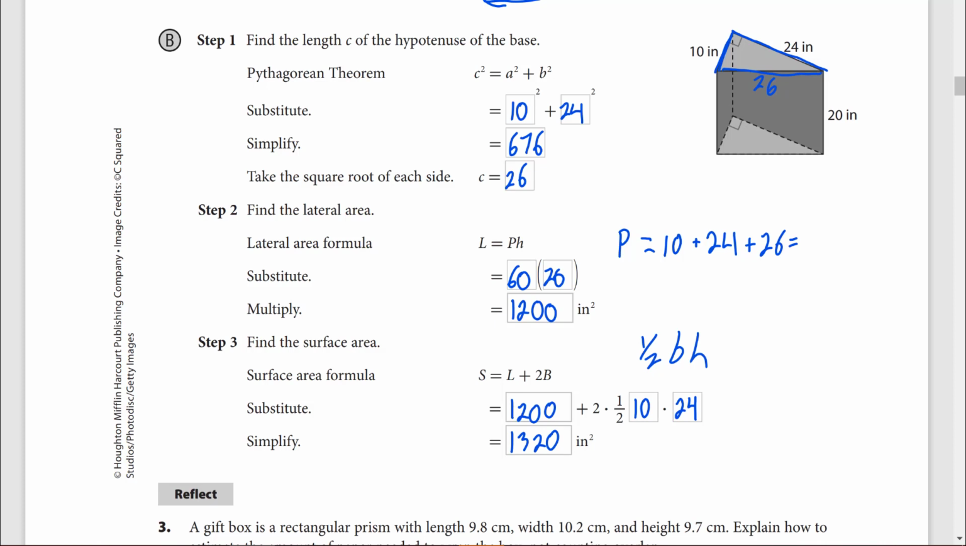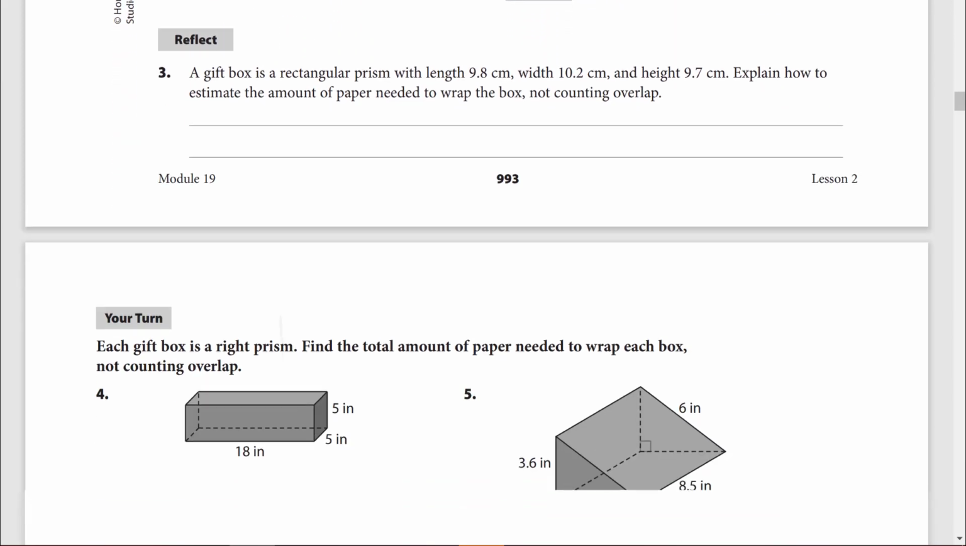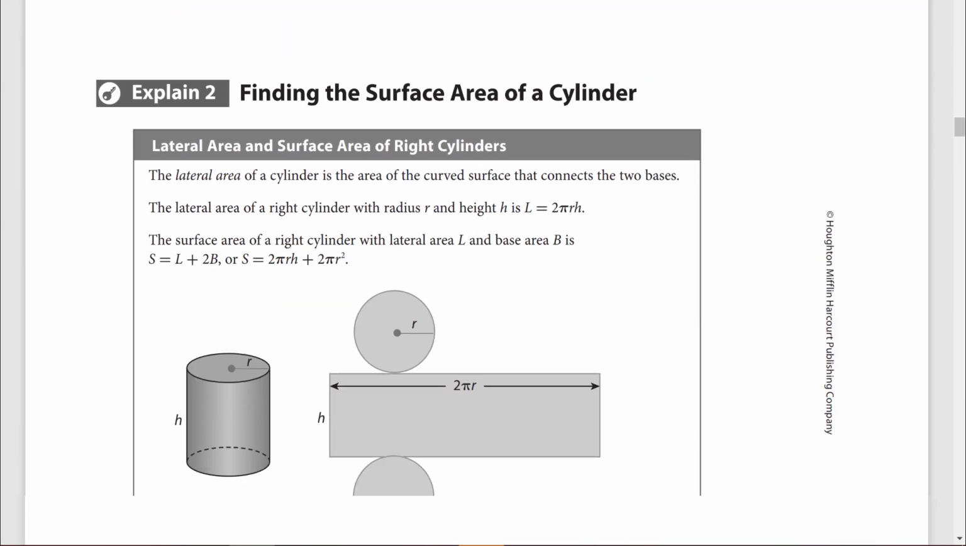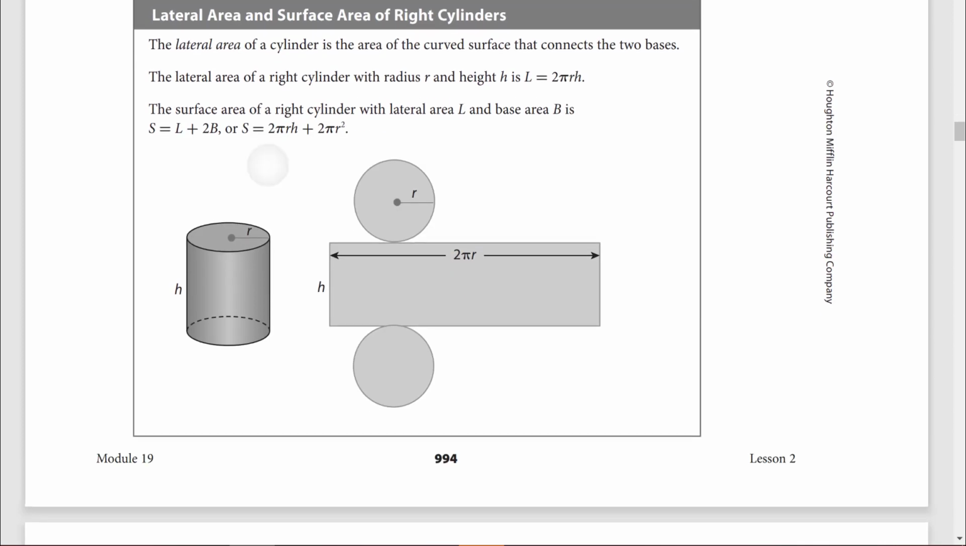Okay, so that's what we do for a prism. How does it change when we're looking at a pyramid? Or sorry, not at a cylinder. Well, remember, a cylinder was simply a large rectangle and two circles. So our formula still works. We're still looking at the perimeter. It's just that in a circle, we have a special name for perimeter. It's called circumference. And circumference is 2 pi r.